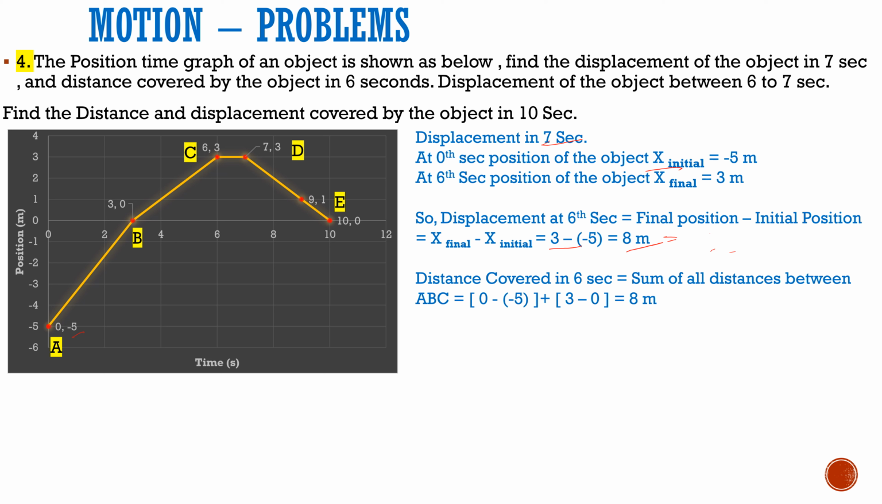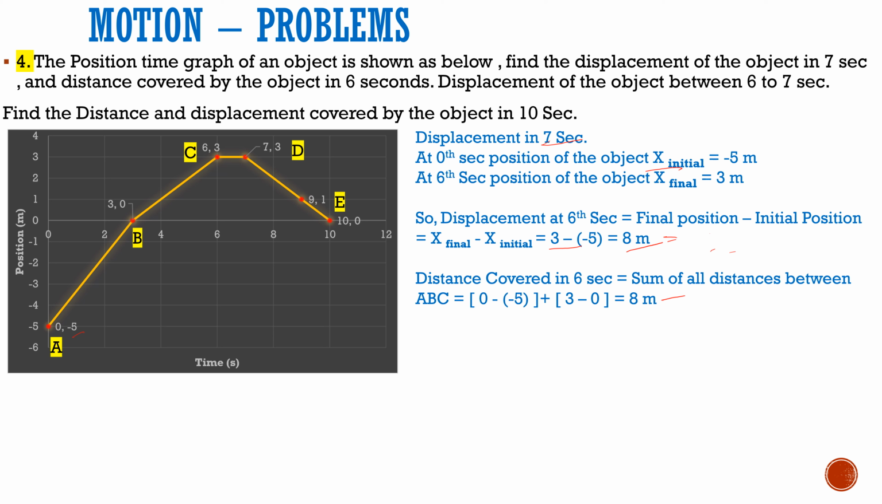0 minus minus 5, and then we do 3 minus 0, so we say 8. So we get the same displacement and distance in this case. So distance is 8. But we should consider the individual intermediate points. That will be more evident when we try to find the distance and displacement at some other points also. So in this particular case, we have the same distance and displacement by the end of 6 seconds.